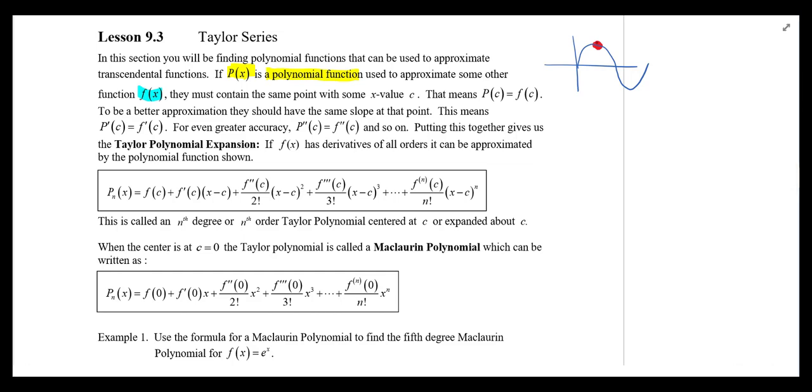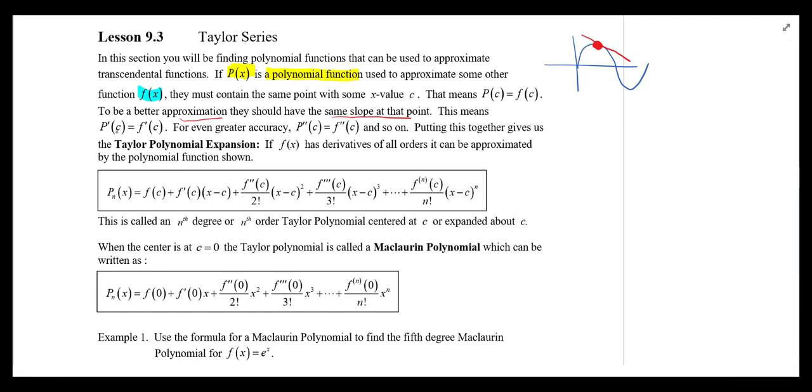Now, I want a better approximation than that, right? So to better approximate that, maybe they should also have the same slope at that point, because then I can draw a tangent line. Remember that idea of tangent line approximation that we did earlier in the Calculus AB course? There you go, right? And that just means that the derivative of that polynomial at that value c is equal to the derivative of the function at that value c.